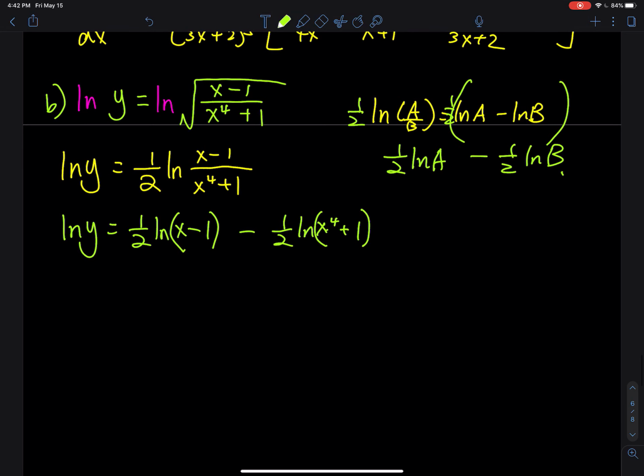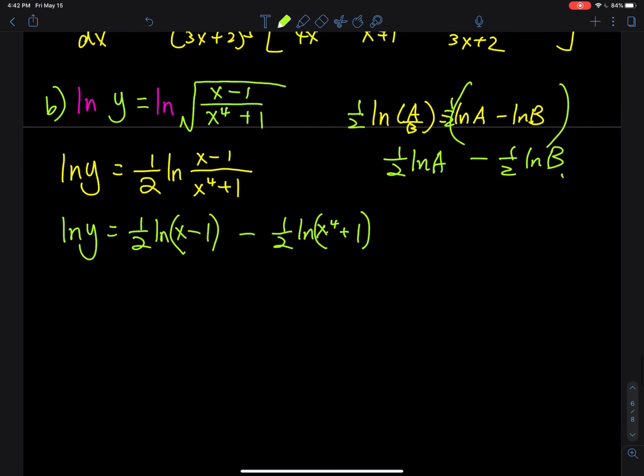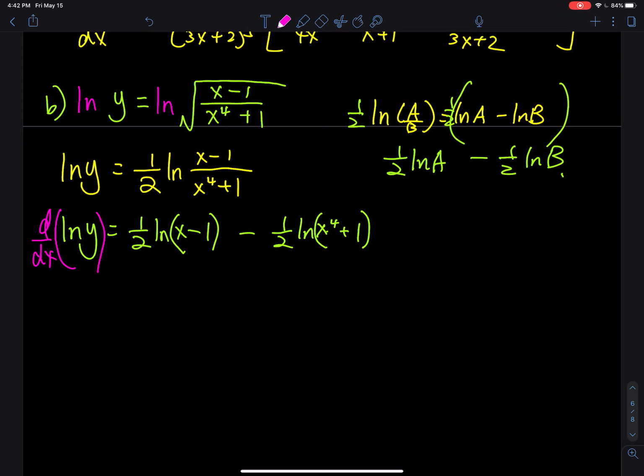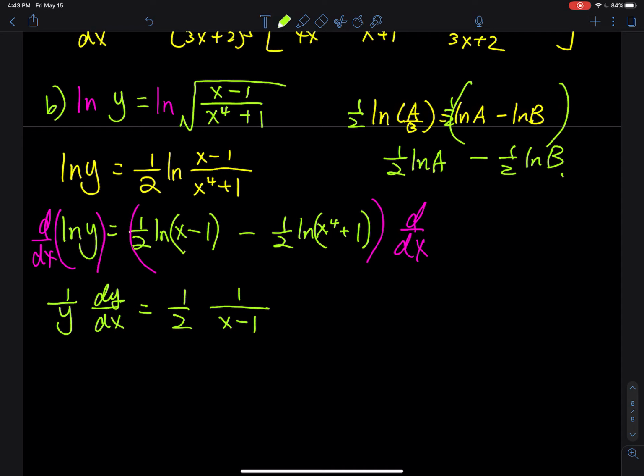So now we have to take derivative on both sides. So this we have d dx, and this we have a d dx, derivative on both sides with respect to x. So on the left hand side we have ln y, which is 1 over y times dy dx, right? So this is using implicit. And then we have 1/2, the derivative is 1 divided by x minus 1. The derivative of the function inside the ln is just equal to 1. And then minus 1/2, and then this is x to the 4 plus 1. The derivative of x to the 4 plus 1 is just 4x to the 3rd.